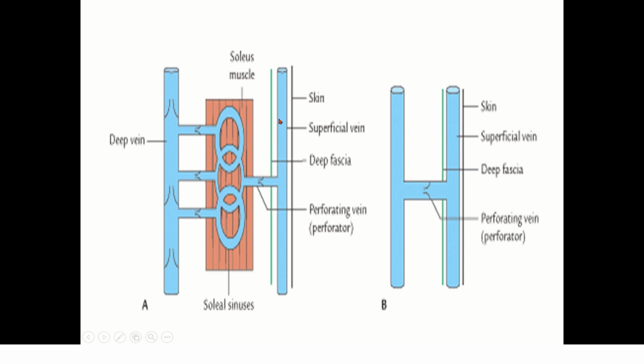Here you can see the superficial vein draining into the soleal venous sinuses, and ultimately that is draining into the deep vein. So everywhere valves are present directing the blood from superficial veins to deep veins. Here you can see directly the perforator connecting the superficial vein with the deep vein.